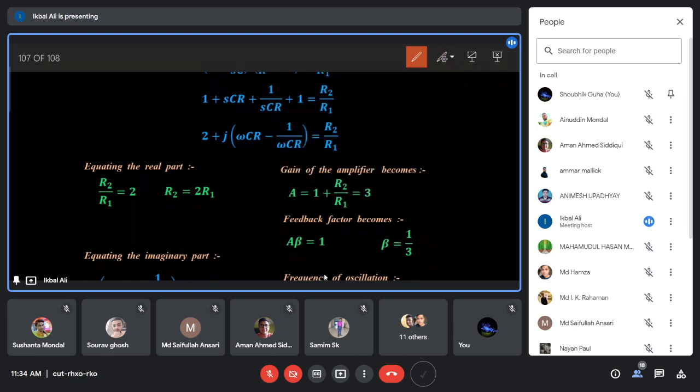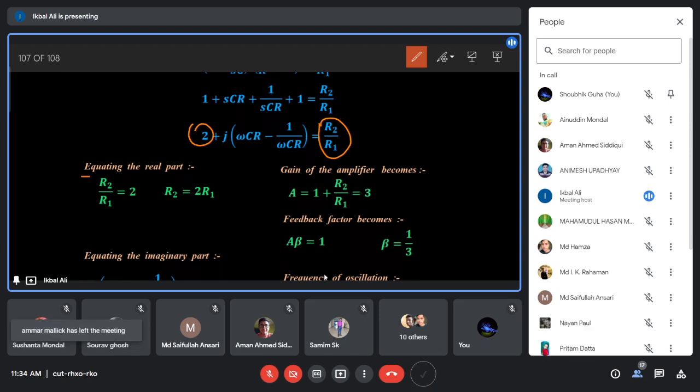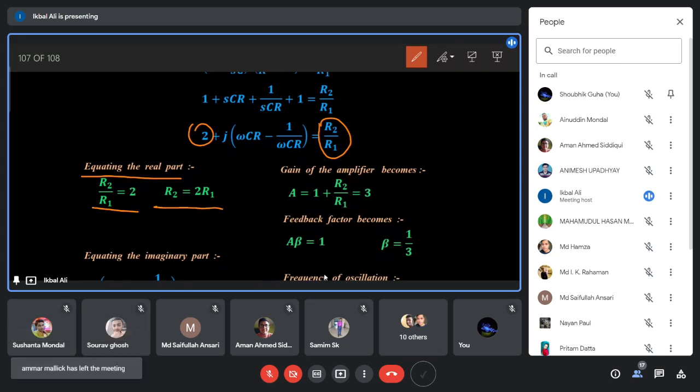So you have to solve this equation. You can understand easily that the real part should be equated on both sides of the equation. If you do that, then R2/R1 should be equal to 2. So that is equating the real part. You got R2/R1 equal to 2, or R2 should be equal to twice R1.